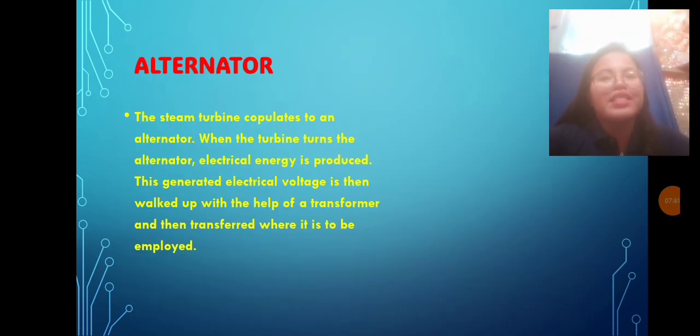Alternator. The steam turbine is coupled to an alternator. When the turbine turns the alternator, electrical energy is produced. This generated electrical voltage is then stepped up with the help of a transformer and then transferred to where it is to be employed.